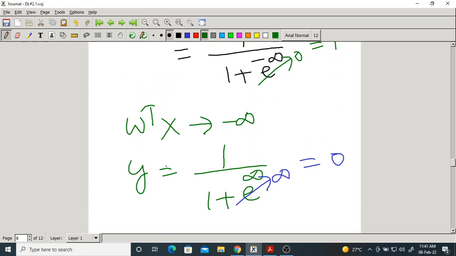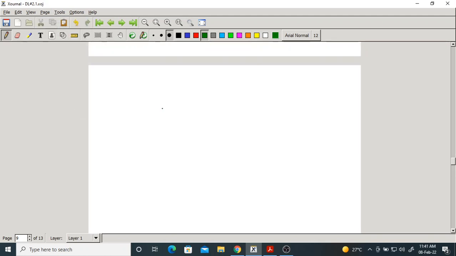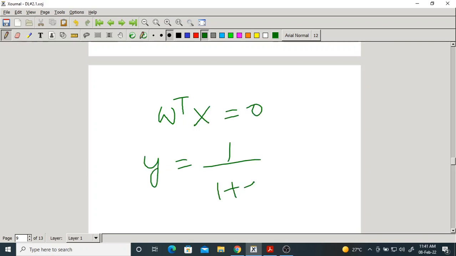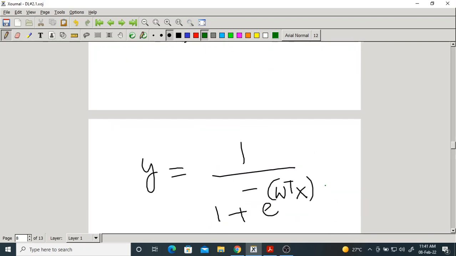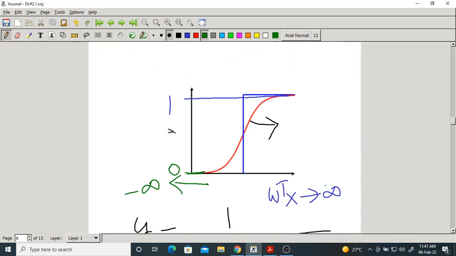Now, whenever W transpose x equal to 0, what will happen? When W transpose x equal to 0, y equal to 1 by 1 plus e power 0. e power 0 is 1, so y is 1 by 2. So what would happen here? Whenever it is 0, somewhere here, let us take.